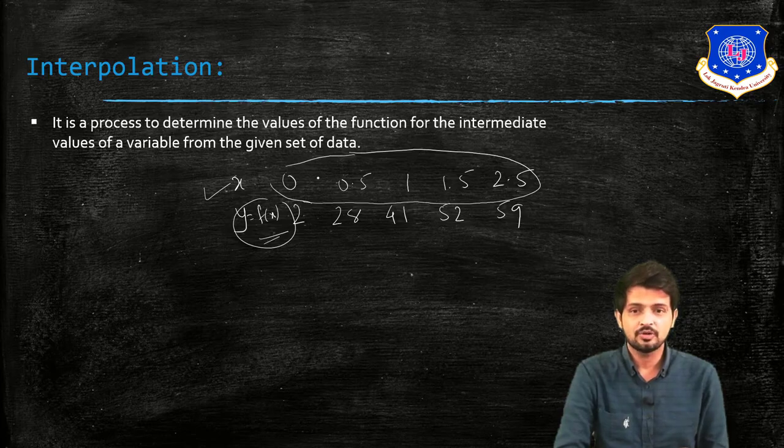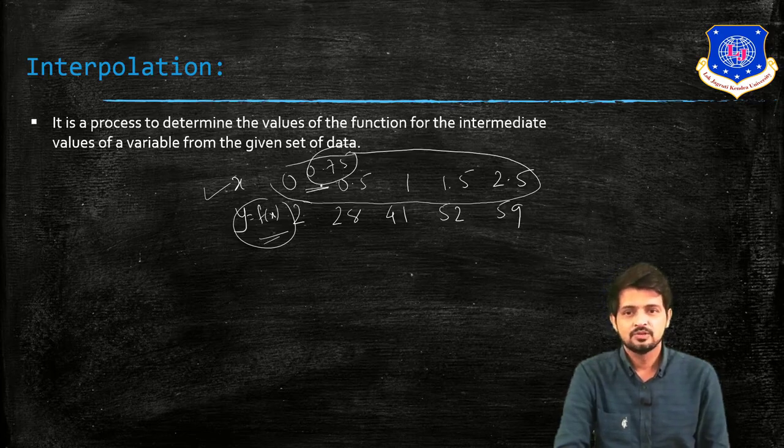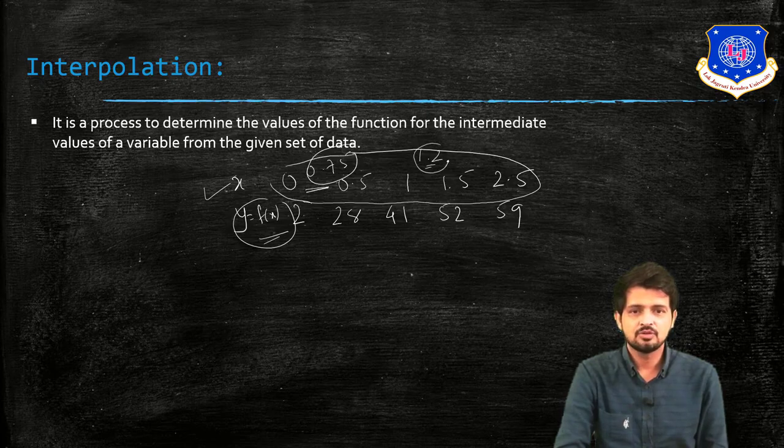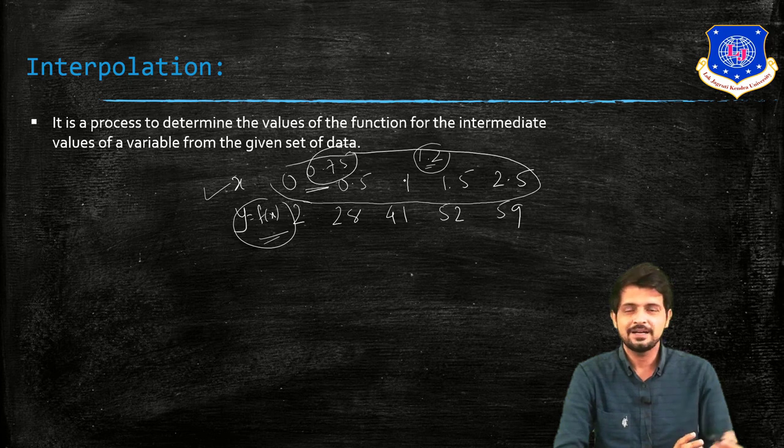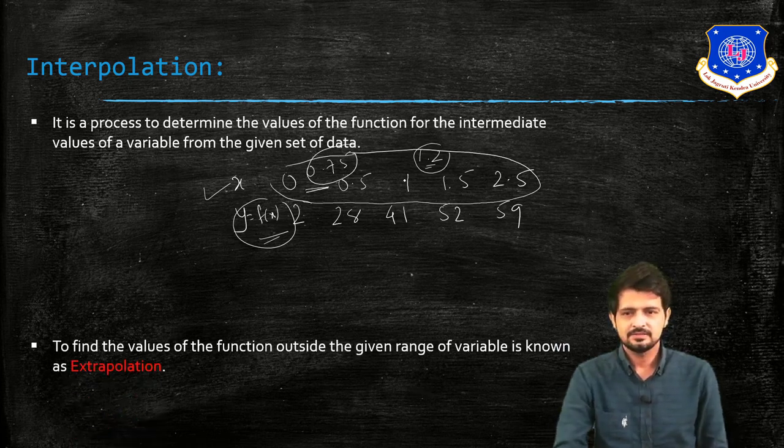But what if I want to find any function value for an intermediate value? For example, I want to find the value of y for x is equal to 0.75. Or, for example, if I want to find the value of y for x is equal to 1.2, these all values are known as the intermediate values, right? For these intermediate values of the variable, if we want to find the function value, then we have to use interpolation. So this is the example of interpolation. Fine.